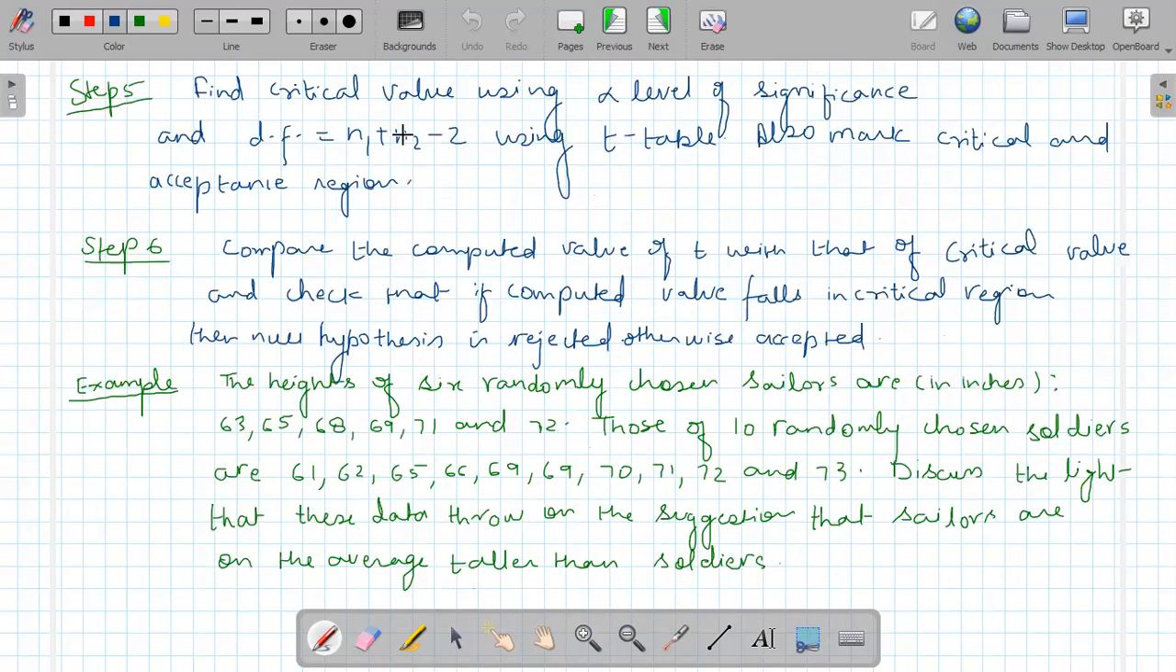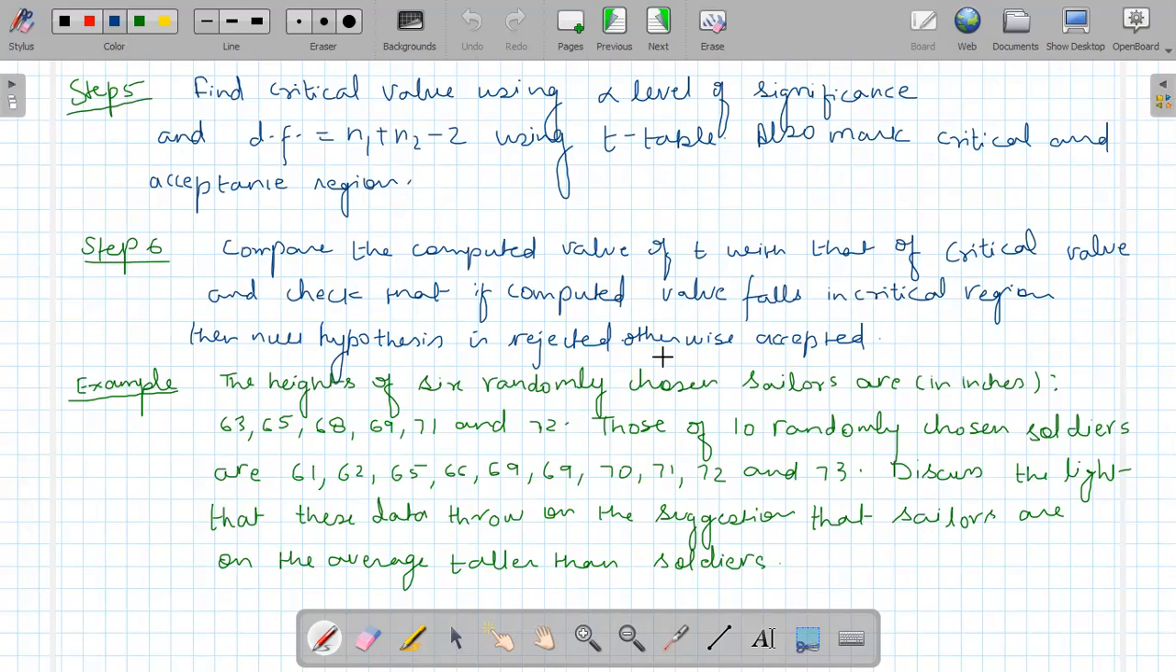Next step is find critical value using alpha level of significance and degree of freedom is equal to n1 plus n2 minus 2. We use T table here and also mark critical and acceptance region. Step number 6 is compare the computed value of T with that of critical value and check that if computed value falls in critical region, then null hypothesis is rejected, otherwise accepted. These steps are very straightforward.